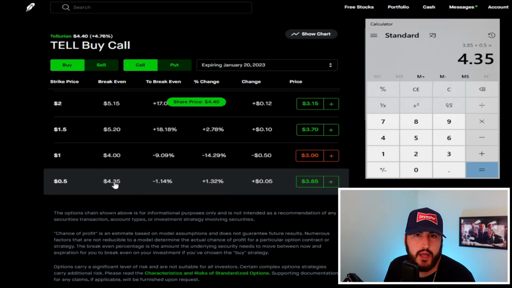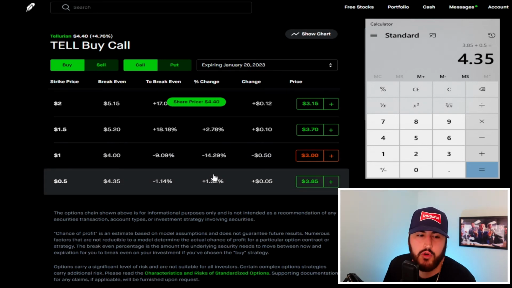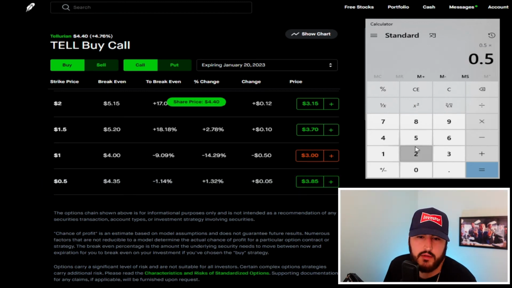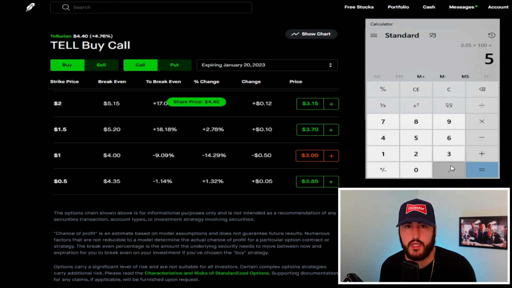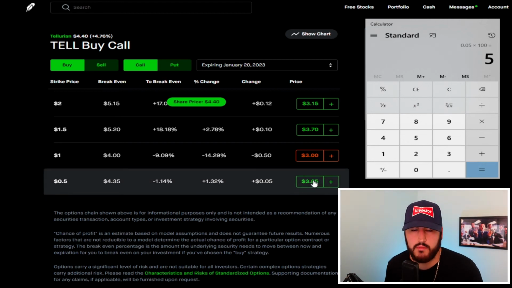The current share price is $4.40. So with this leap, if this stock stayed flat all the way to January 20th, 2023, I would be in the money and I would make 5 cents per share. 5 cents per share times 100, I would make $5. But I wouldn't lose any money like I would in the CHWY situation. Now, if the stock went down, I would have lost money. I would lose all of the premiums that I put in.